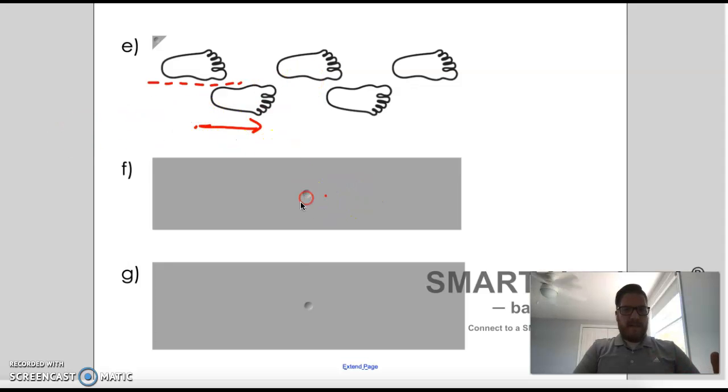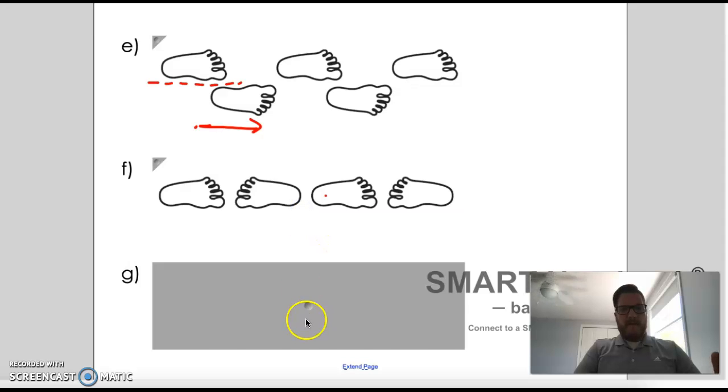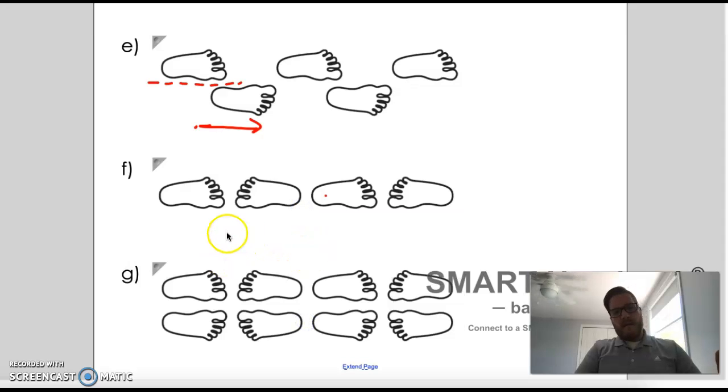As I'm in my last few seconds, this one again is reflection. This one again is also reflections.